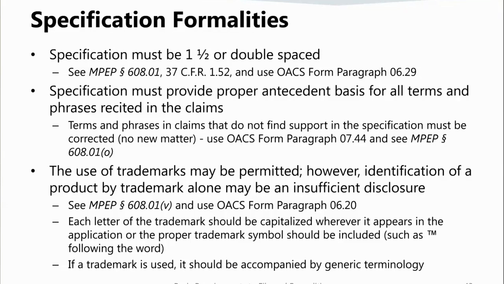We will now cover other formal requirements for the specification. First, line spacing must either be 1.5 or double-spaced. Second, the meaning of every term used in any of the claims should be apparent from the descriptive portion of the specification with clear disclosure as to its import. This is known as proper antecedent basis. Third, while trademarks are permitted, they should be properly identified and accompanied by generic terminology.